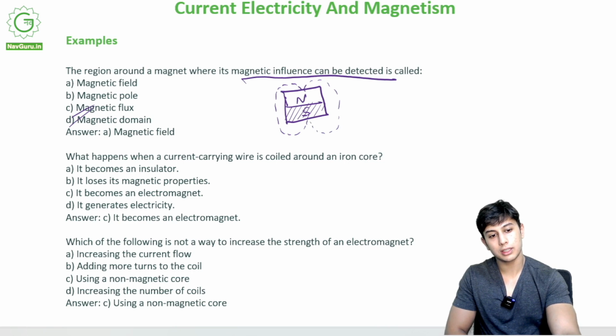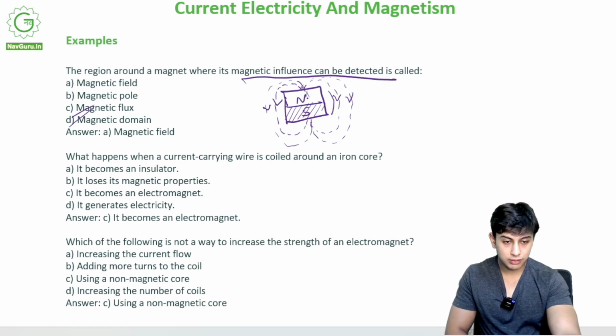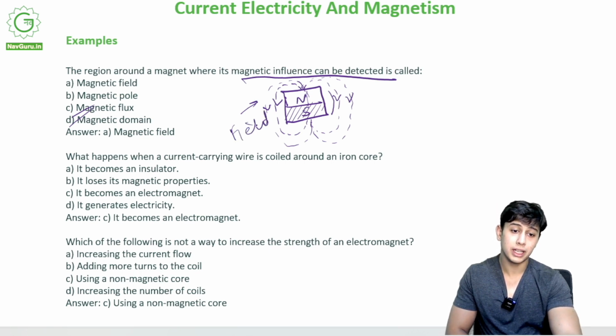These field lines are in the form of concentric circles. Concentric circles means they are originating from the same place and it's circular in nature. These travel from north to south, going in this direction. There are no field lines inside. This is a magnetic field.